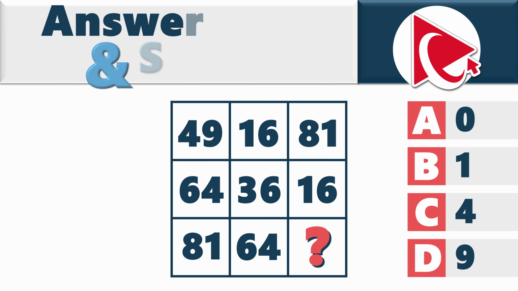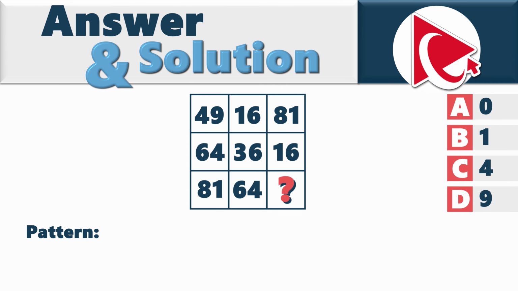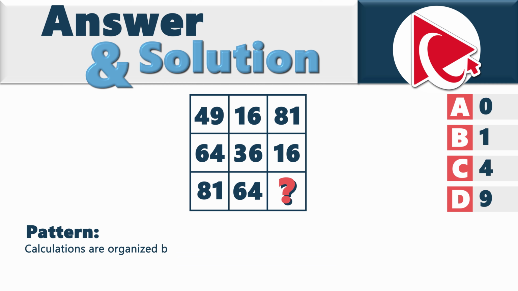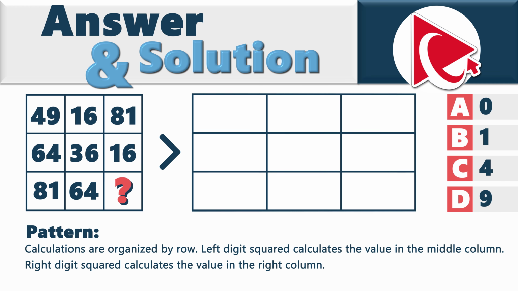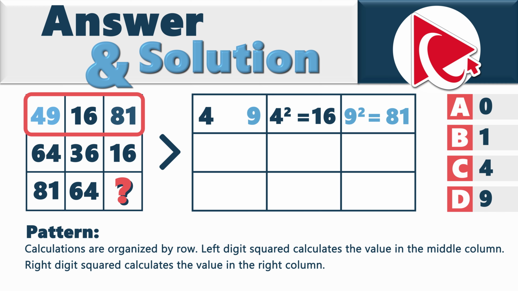To solve this challenge, we need to understand the pattern. And the pattern here is that calculations are organized by rows. Digits in the left column are used to calculate the values in the middle column and in the right column. Let's look at the specific examples. As I already mentioned, the number in the upper left corner is 49. We use 2 digits from the 49, 4 and 9, and we use them separately. Then we square them. 4 squared equals 16, which is the value in the middle column. And then the 9 squared equals 81, which is the number in the right column.